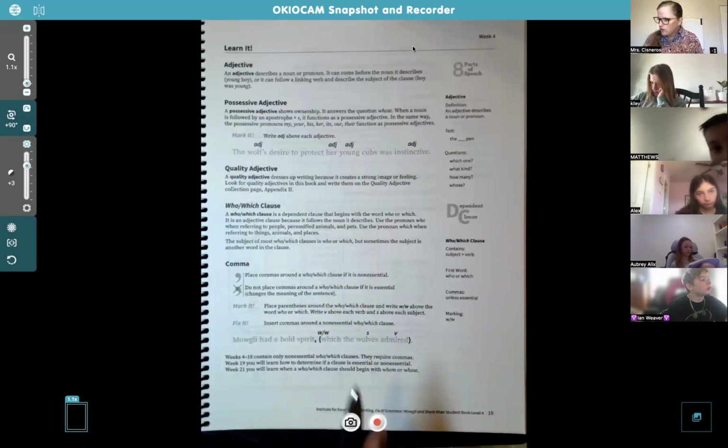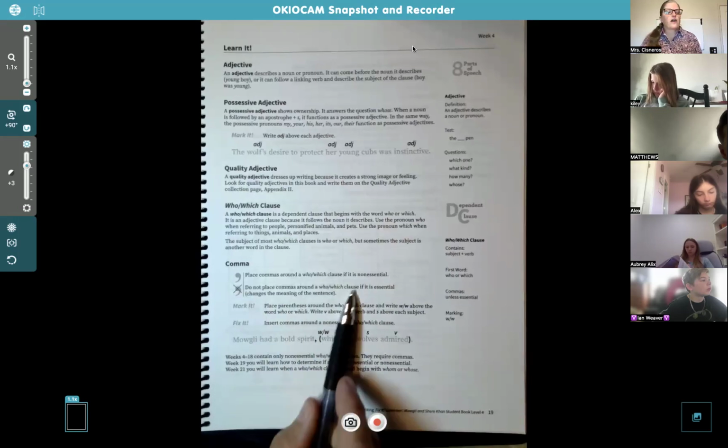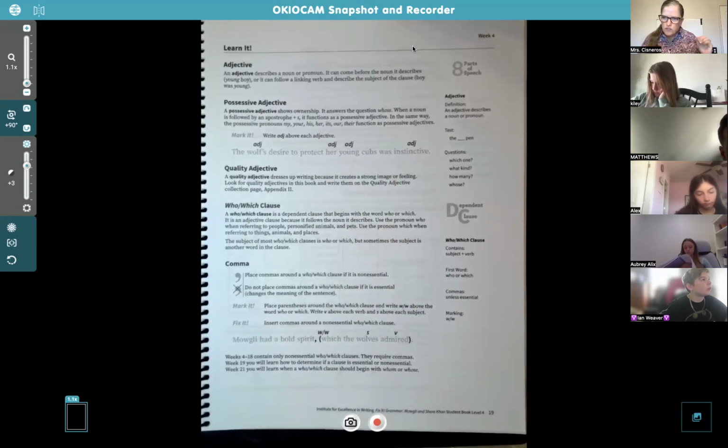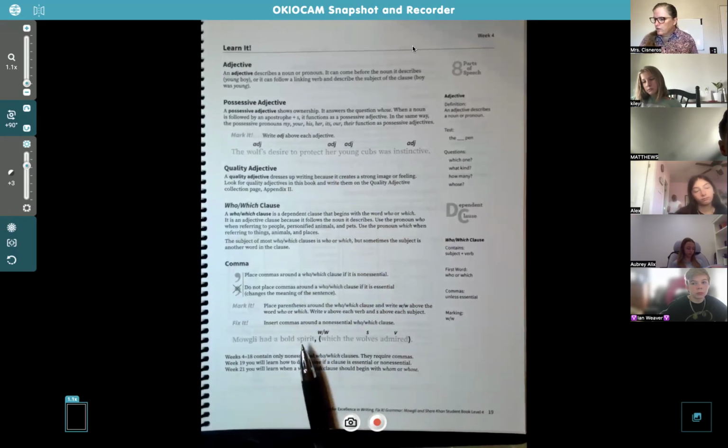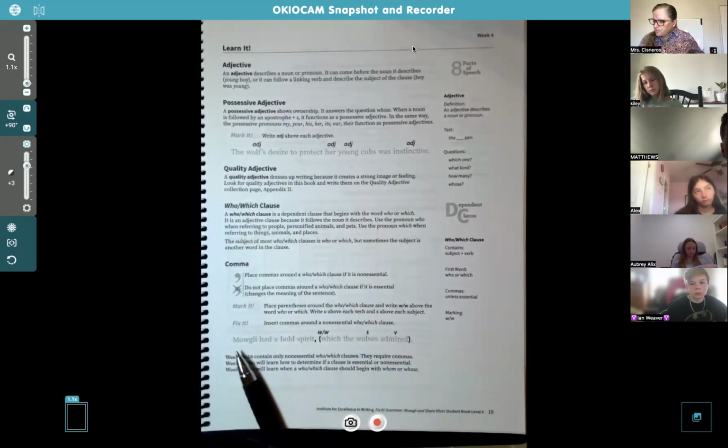When it's essential, you do not need commas. Okay, you just plug it in there, no commas, because you have to have it in there for the sentence to make sense. If it's non-essential, if it's just giving extra detail and you don't necessarily need it in there, then you need commas. So look at this example here.